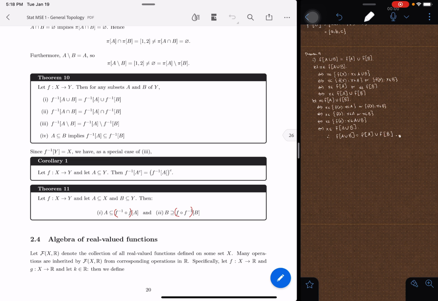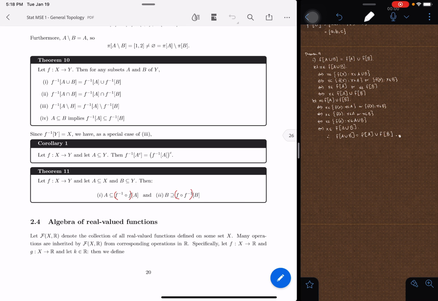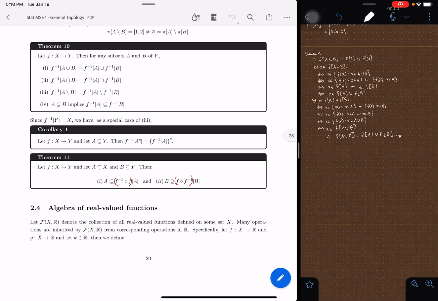And then in Theorem 11, again, we have a mapping F from X to Y. A is a subset of X and B is a subset of Y. Then, A will be a subset of the composition of F inverse and F evaluated at A, whereas B contains the composition of F and F inverse evaluated at B. Okay?